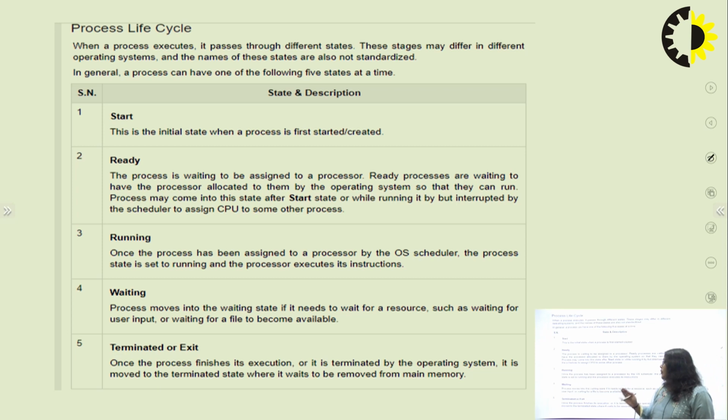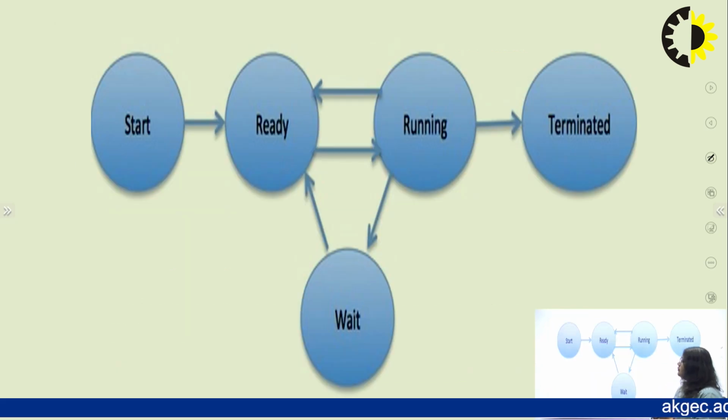Now what is the termination state or the exit state? When the process finishes the execution, it becomes in the termination or exit state. This is the life cycle of the process. So we start the process from here. This is the initial state.